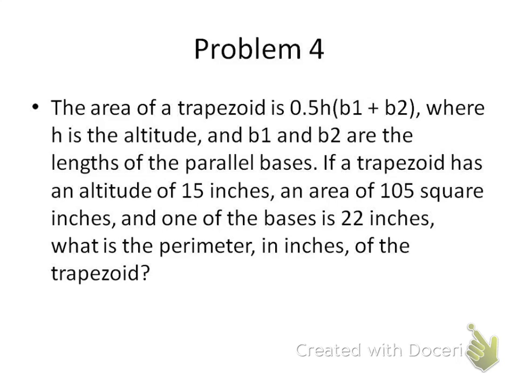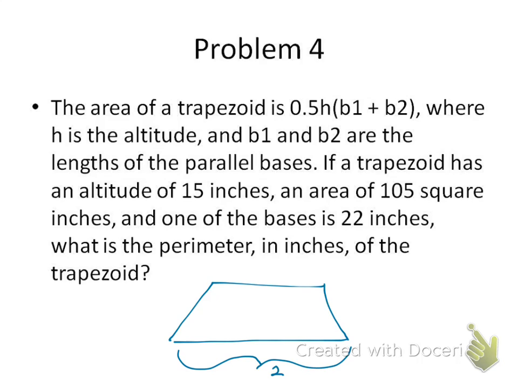Okay, last problem. I think I might have written down a typo for this problem because your answer is going to come out a little funky. So I'm going to approach it in a little bit different manner. First thing, let's draw a trapezoid. This whole bottom base is 22. Now, our altitude is this right here. It's the height. And that is 15.